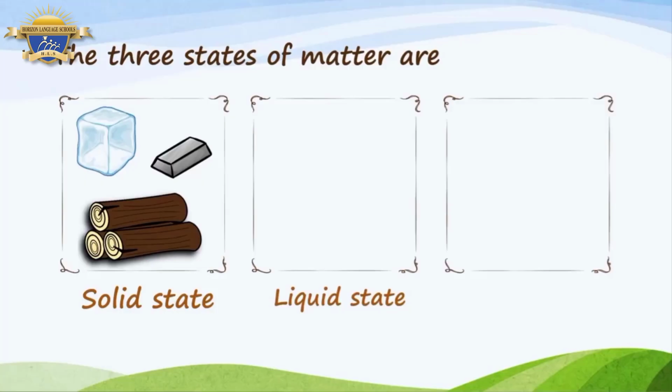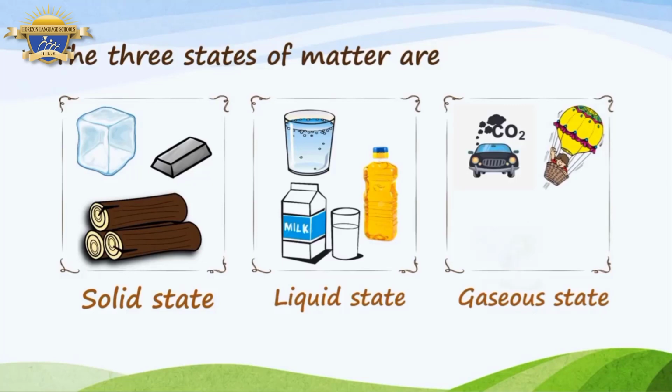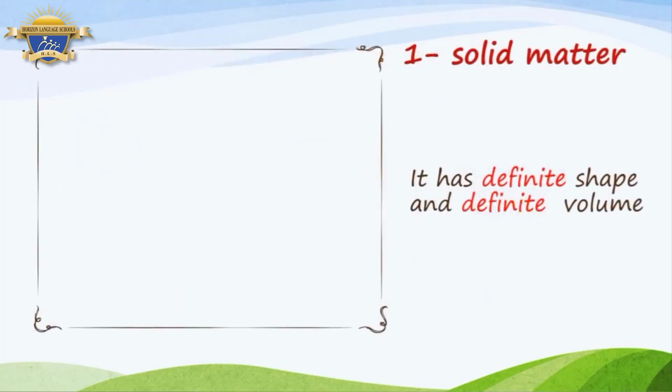Solid state like ice, iron, and wood. Liquid state like water and oil, also milk. And gaseous state like carbon dioxide, air, and water vapor. So as we said, there are 3 states of matter: solid, liquid, gases. We will learn the definition and the properties of each one.